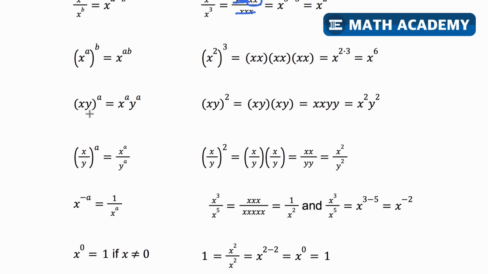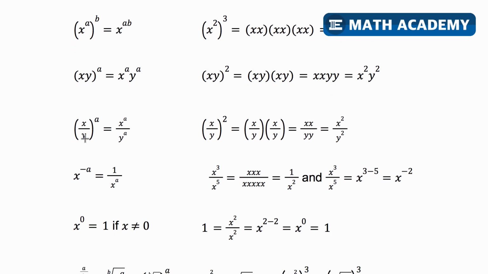Next is x times y to the power of a. That's going to equal x to the a times y to the a. The example is x times y squared. That's going to be x times y times x times y. I can just rearrange that to put the x's next to each other and the y's next to each other. X times x times y times y. That equals x squared times y squared. So x times y all to the power of a equals x to the a times y to the a. Each of the factors inside the parentheses individually gets raised to the power of a.